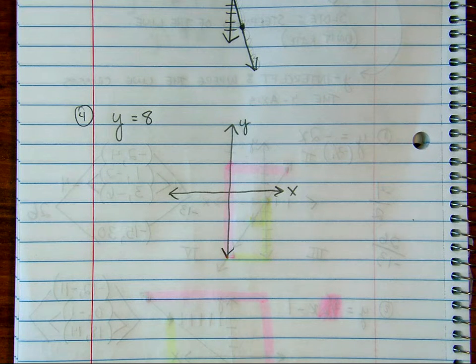Where's this line going to start? Where is this line going to pass through? What is the y-intercept? Jacob? No. Alyssa? 8.